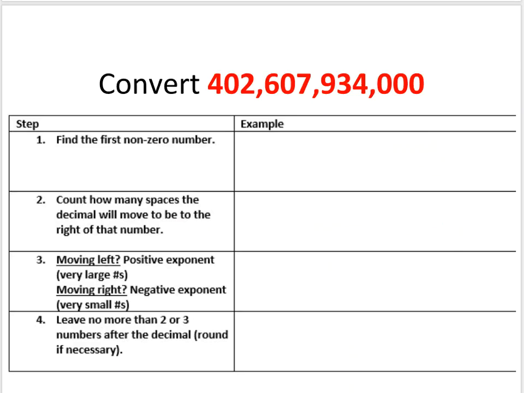Let's start by converting a really big number into scientific notation. I've got these steps on your screen here, and we're going to follow them one at a time, in order, to get this thing converted into scientific notation. First thing that we have to do is find the first non-zero number.